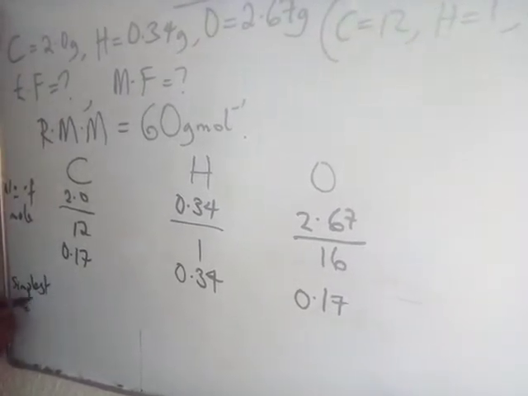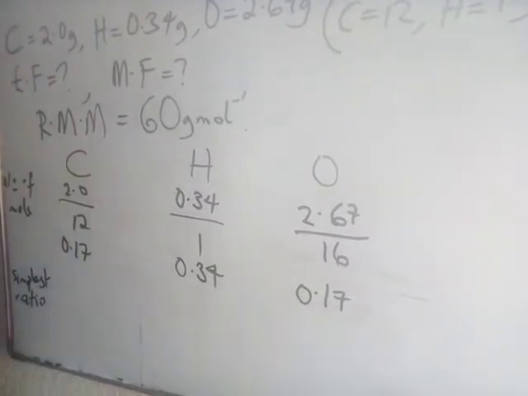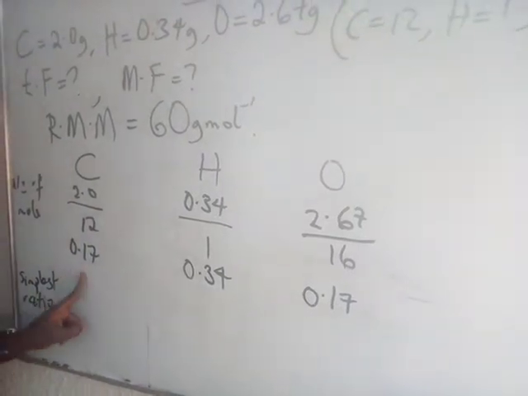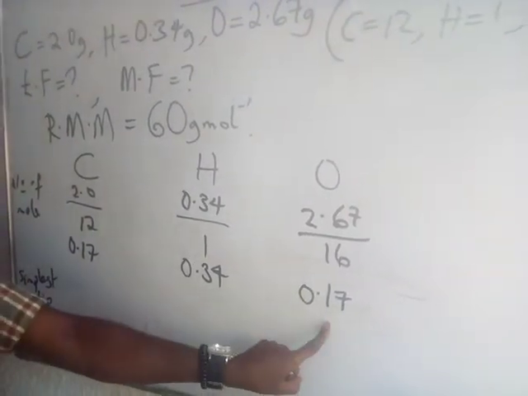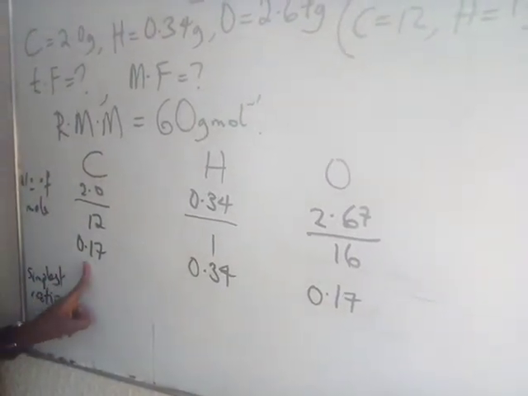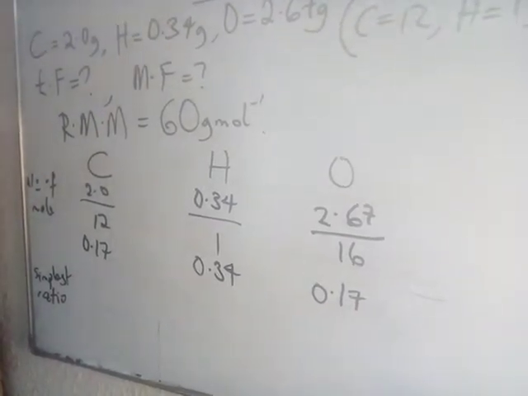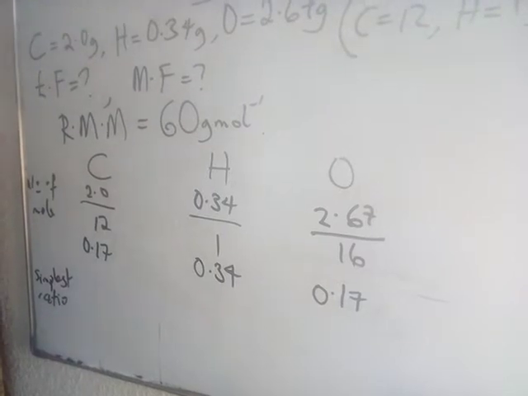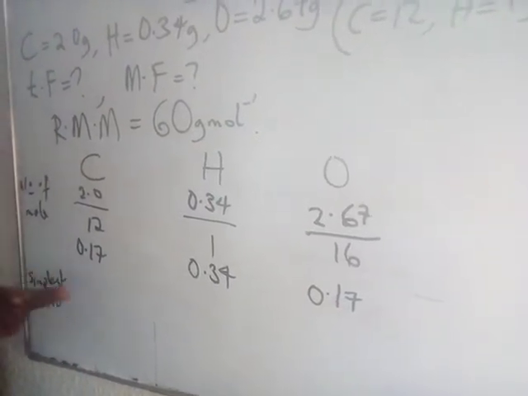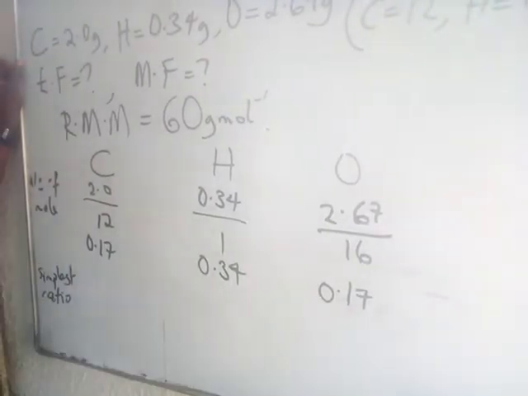What do we mean by simplest ratio? You first identify the least number in your result. What is the least number here? You have 0.17, you have 0.34, you also have 0.17. So 0.17 and 0.17 are the same, right? Now, between 0.17 and 0.34, which is higher? 0.34. Which is the least, or which is lesser? That's 0.17. So which means you are going to use the least one to divide all.